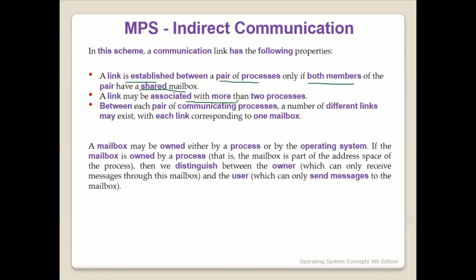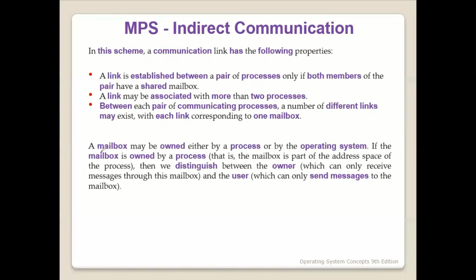No, the link may be associated with more than two processes, just opposite of the previous. Between a pair of processes, a number of links may exist. Don't think that only one link exists between the two processes. Pair means two processes, and there may be multiple links. So this is just the opposite of the previous case. Remember the points. Now let's talk about the mailbox.